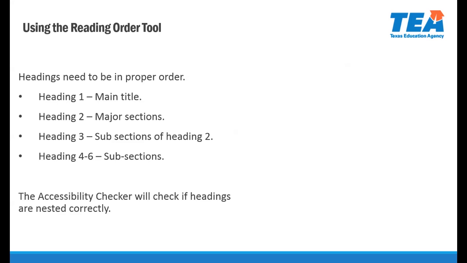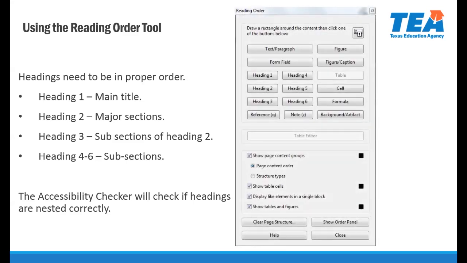The best way to add or edit tags is with the Reading Order tool. Let me show you how to add content with the Reading Order tool. Open the tool and move the cursor over the text that needs to be a heading. The cursor changes to a crosshair cursor. Then click and drag over the text. The text is selected.